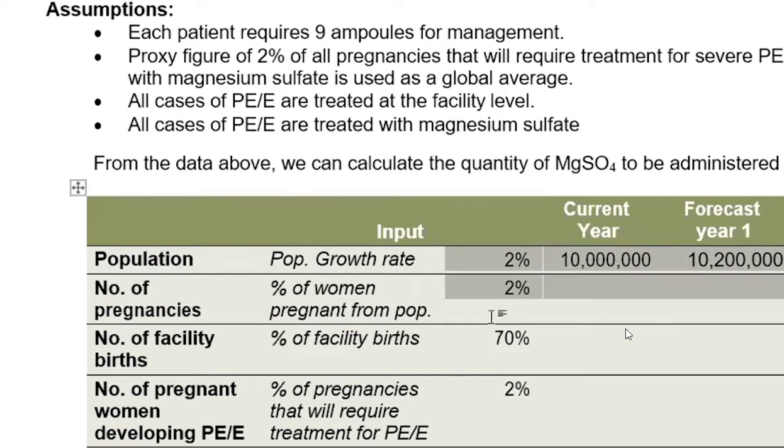Okay. What is 2% of 10 million? Quickly. It's 200,000, sir. Okay. There we are. 200,000. What is 2% of 10.2 million? 204,000. Okay, great. And the other year two, then 2% of 10.4.